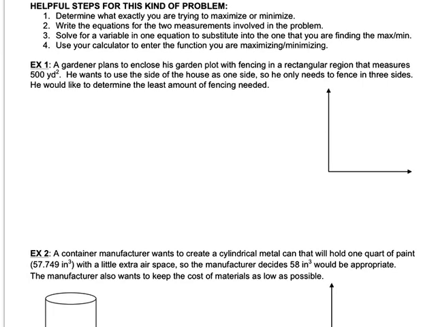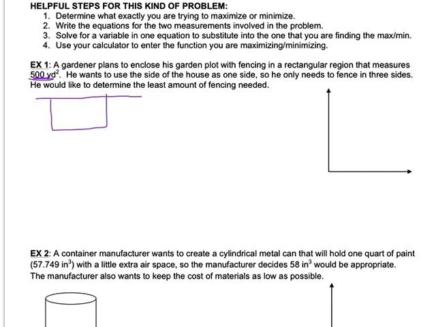A gardener wants to enclose his garden plot with fencing in a rectangular region that measures 500 square yards. So we know he wants 500 square yards of space in his garden. He wants to use the side of his house as one side. So let's draw a picture here. There's the side of his house. So he only needs to fence in 3 sides. So there's his house. Here's 3 sides of a garden. And he wants to determine the least amount of fencing needed.